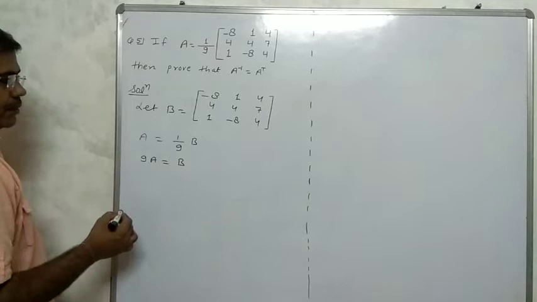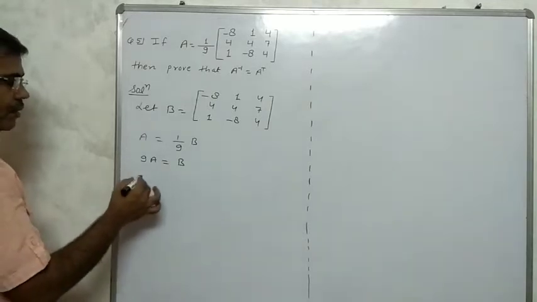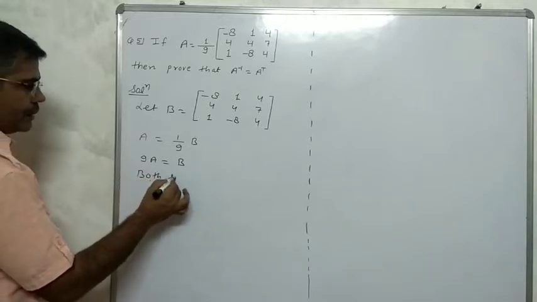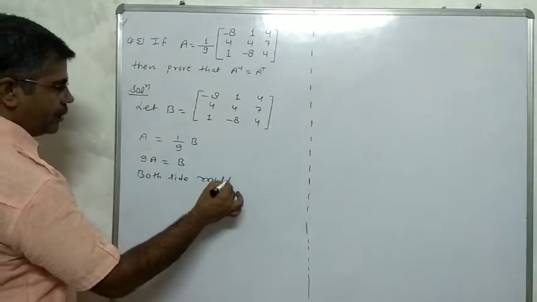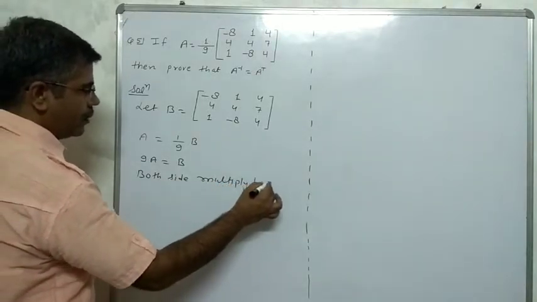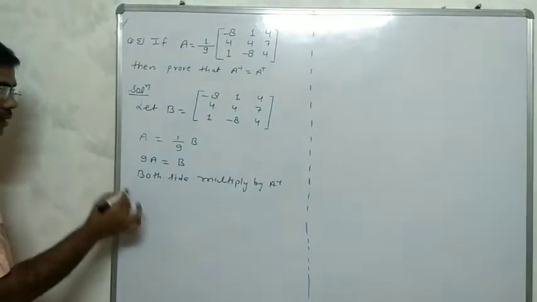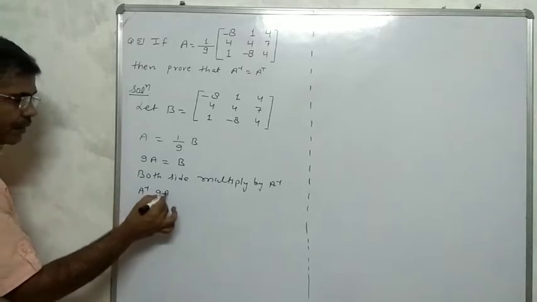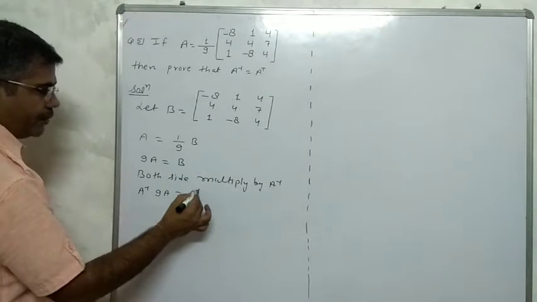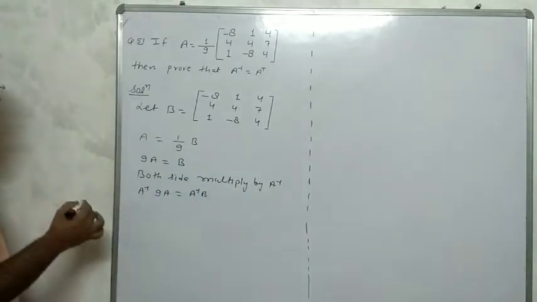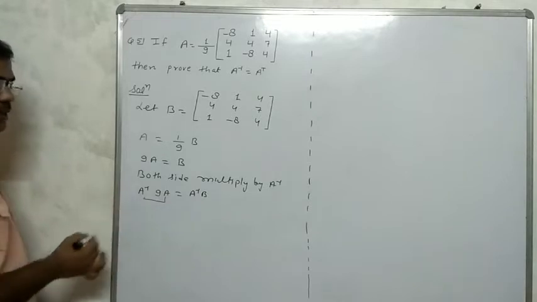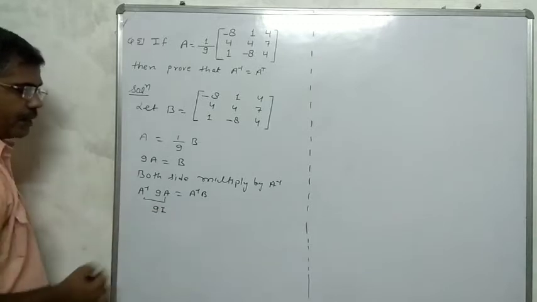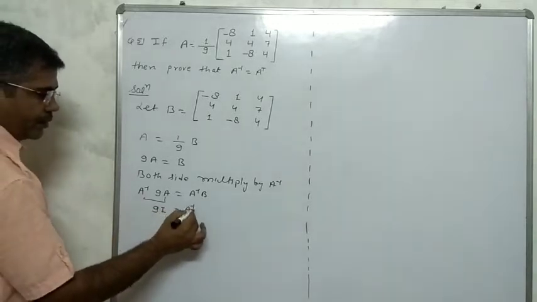We multiply both sides by A inverse. We have A inverse into 9A equals to A inverse into B. We know that A inverse into A is unit matrix I, so 9I equals A inverse B.